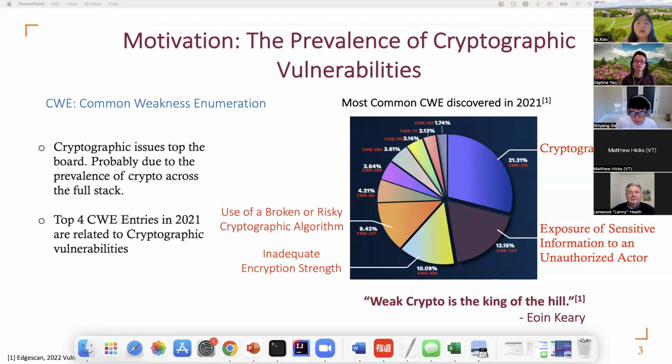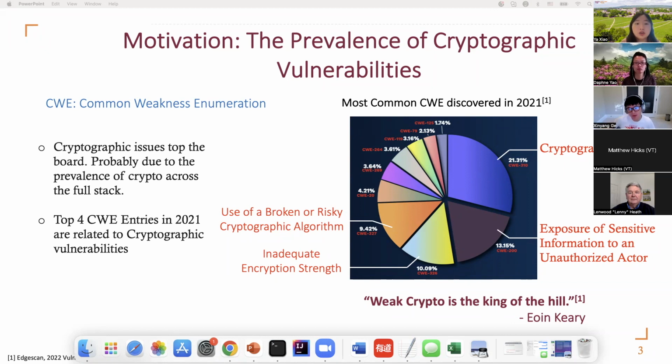In recent years, we've observed the increasing threat caused by cryptographic vulnerabilities. Cryptographic vulnerabilities refer to those caused by improper or flawed implementation of cryptographic functionalities. By tracking the most common CWE, which stands for Common Weakness Enumeration, discovered last year, we found that cryptographic issues top the board. And the top 4 CWE entries are all related to cryptographic vulnerabilities at some level.